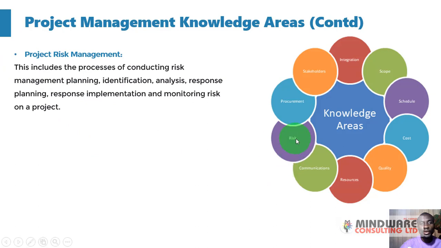So next we move on to risk management, project risk management. Now this includes the processes of conducting risk management planning, identification, analysis, response planning, response implementation, and monitoring risk on a project. Like already established before, in every project you're going to encounter some risks, challenges, factors which stand to impede the progress of your project, things which stand to limit the project. So you're going to have to identify those things.